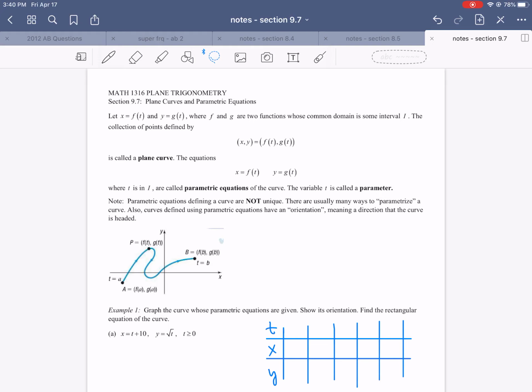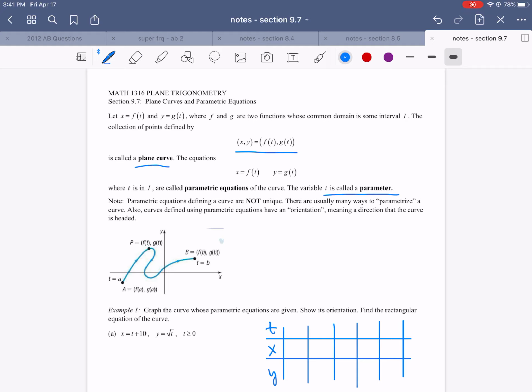So let x be a function of t, f of t, and y be a different function of t, g of t. And this t is what is called a parameter. So that says that right down here. T is called a parameter, and so that's where we get parametric equations from. And so the collection of points defined by f of t comma g of t is called a plane curve. The equations themselves are called parametric equations.